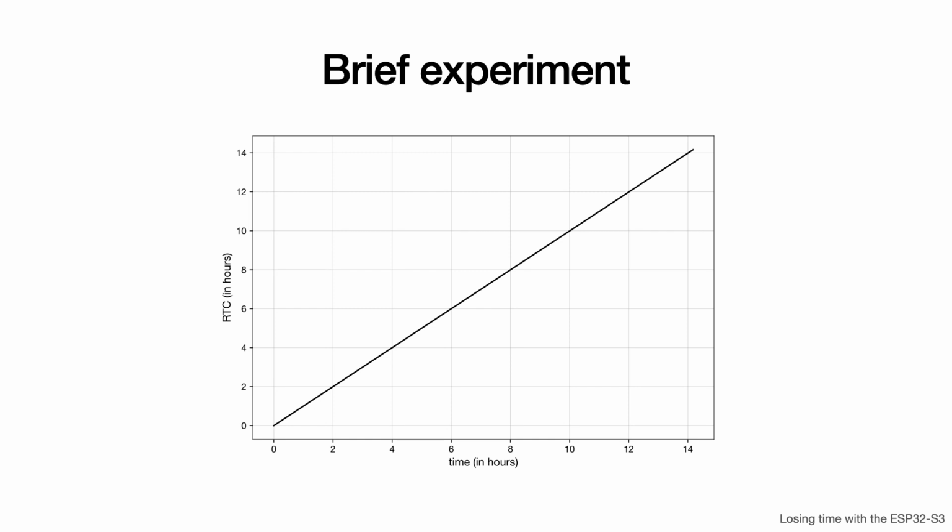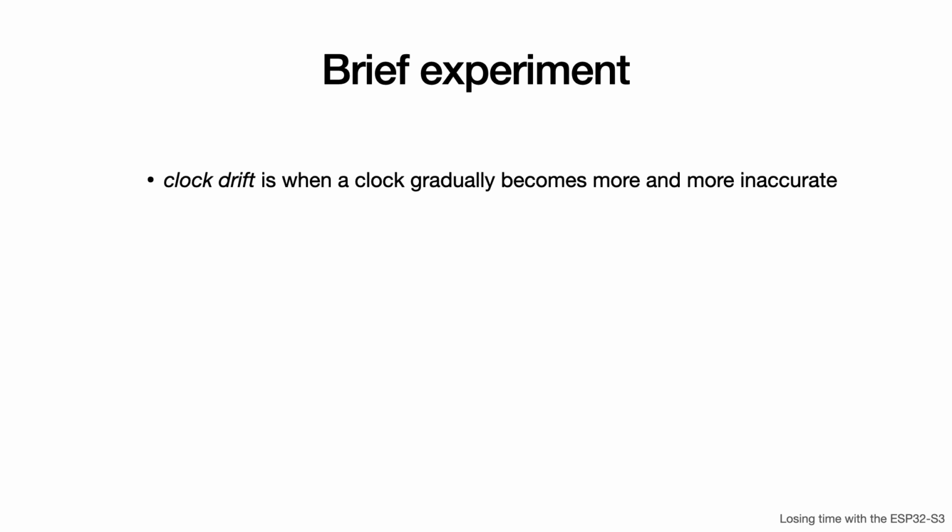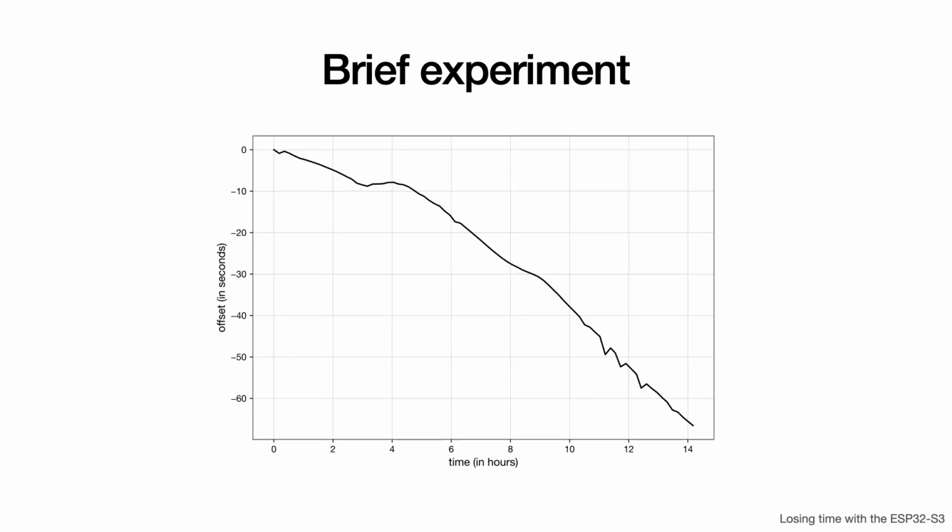Let's make a better picture. Clock drift is when the clock gradually becomes more and more inaccurate, and the offset is the difference between the chip's clock and the actual time. Now I put the offset in seconds on the y-axis. In the 14 hours of runtime, the clock drifted by slightly more than a minute. There's also an overall downward slope to the offset.